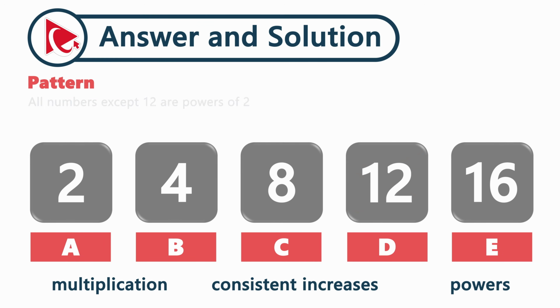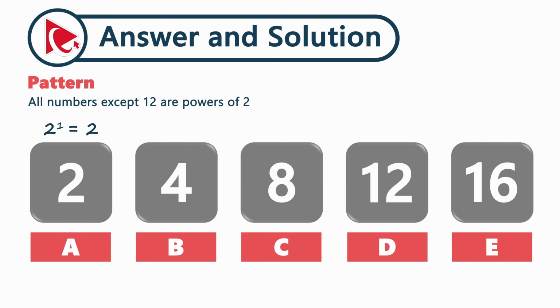I thought of it as powers of 2. 2 to the power of 1 equals 2, which is the first number. 2 to the power of 2 is 4. 2 to the power of 3 is 8. And 2 to the power of 4 is 16, which also leads us to the answer that choice D is the odd one. So the correct answer here is choice D, 12.